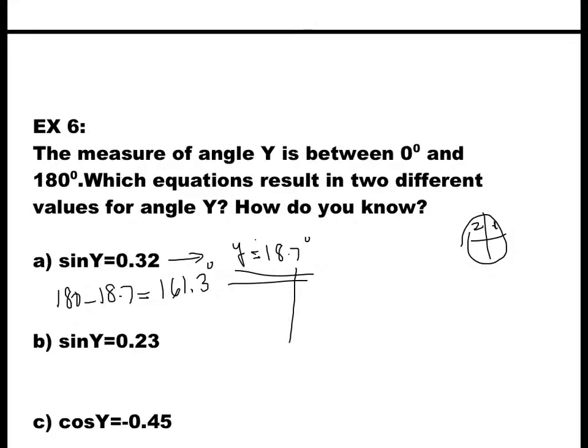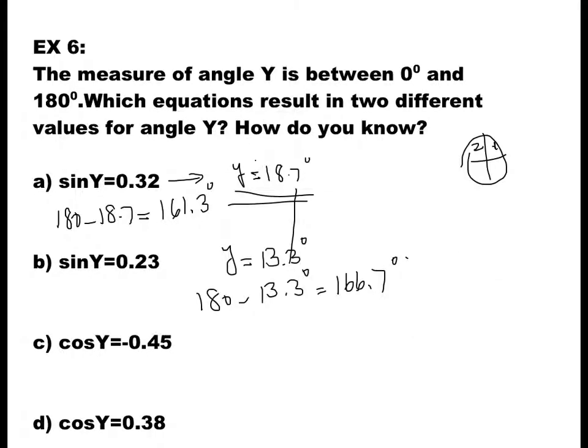Okay, part B, sine y is 0.23. Without doing any calculation, I know I'm going to get two answers because in quadrant 1 and quadrant 2, sine is positive and 0.23 is positive. If I use the inverse function on my calculator, I get that y is equal to 13.3 degrees. Then if I find the complement of this angle, 180 minus 13.3, I get 166.7 degrees. If you want to make sure that you are right, find sine of 13.3 and 166.7, and you will get 0.23 as the answer for both of them.